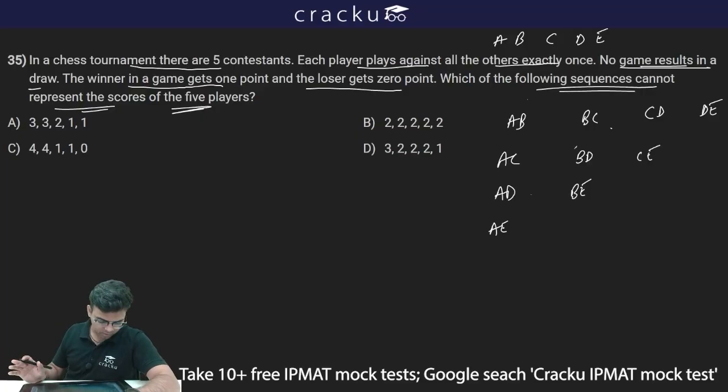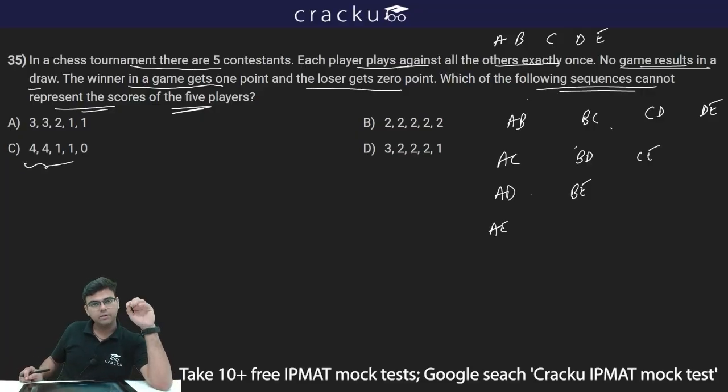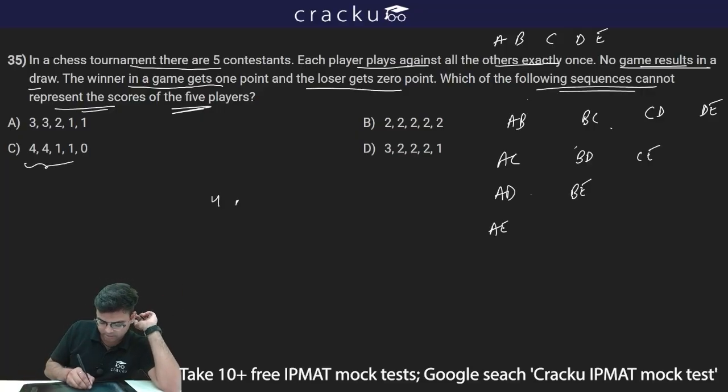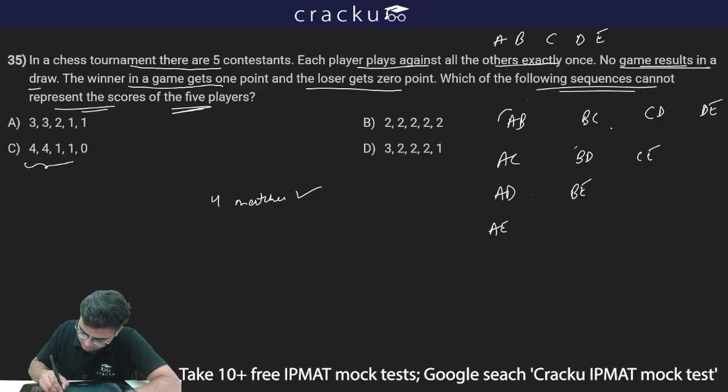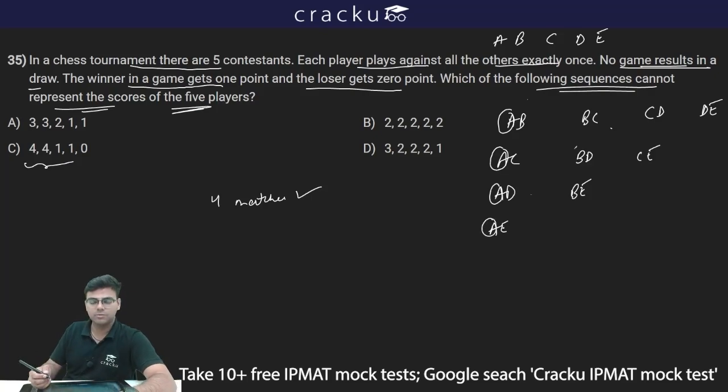Now, if I directly look at the options, which option can be eliminated? If you look at option C, option C is saying 2 players are getting 4 points, which means there are 2 players who are winning 4 matches. Now, is this possible? Let's say I consider that A is winning this game, this game, this game, and this game.